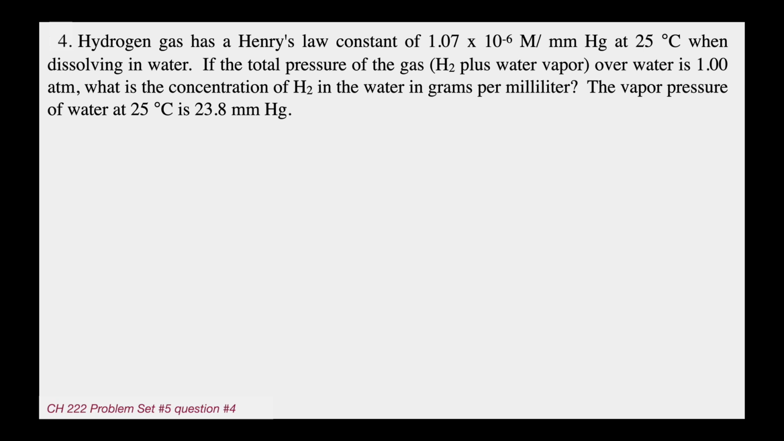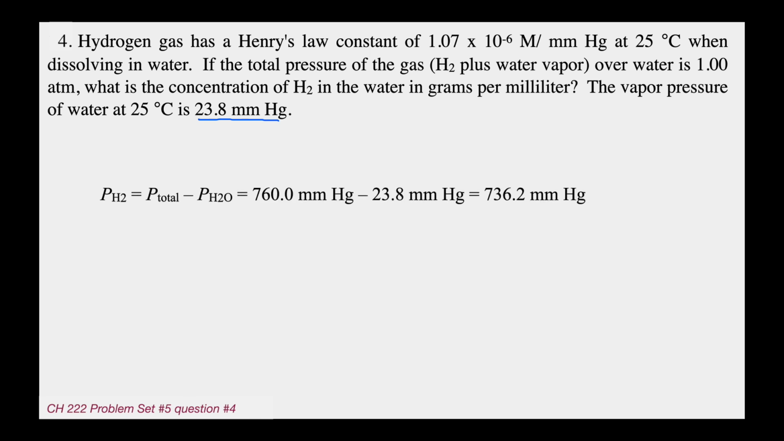This question goes back to a question we saw in problem set number 4. If you're collecting a gas over water, which is actually very common, then the total pressure, which in this case is 1 atmosphere, equals the pressure of the H2, which is what we want, plus the pressure of the water. And the pressure of the water in this problem is 23.8 millimeters of mercury. So the first thing, in order to use Henry's law and go into all those different conversions, we have to get the pressure of the hydrogen by itself.